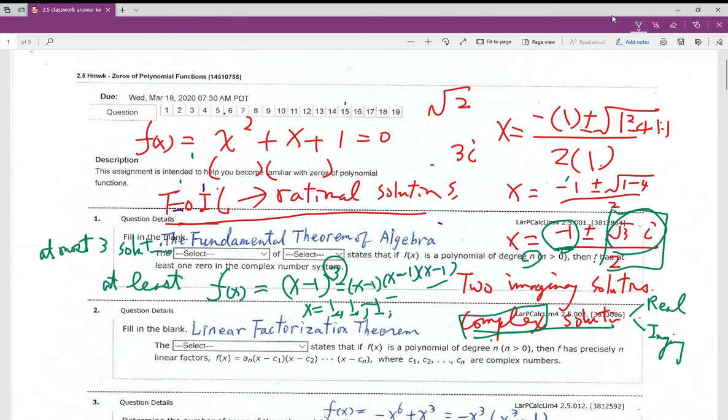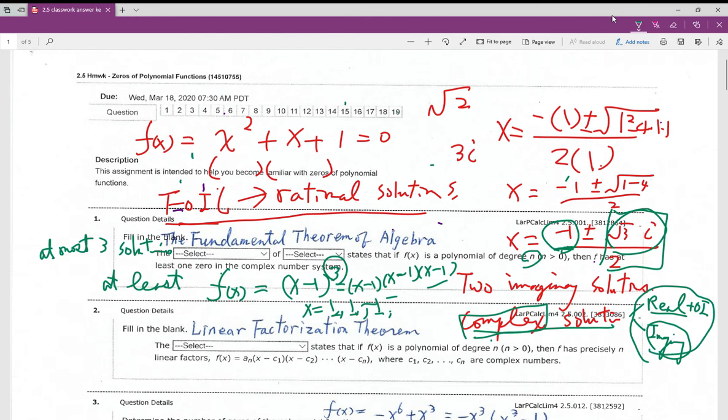And here we say at least 1 zero in the complex number system. So the complex number system includes a real number plus 0 imaginary number, or includes an imaginary number, or the plus together combination we call a complex number.